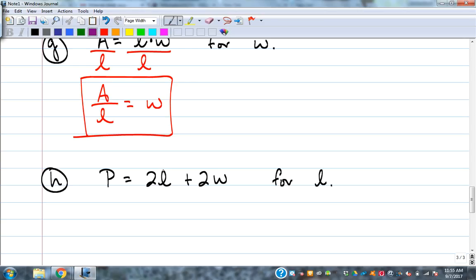Okay, so we're trying to get L by itself. So this is what we're trying to get by itself. So what do we do first? Somebody, very good. Subtracting 2W because that's not an L.